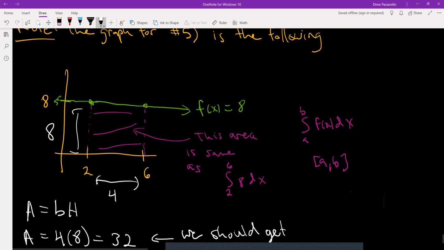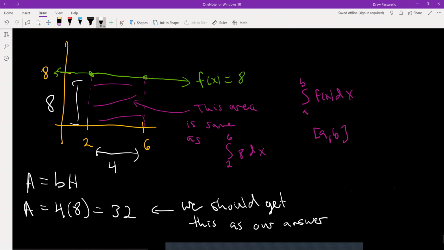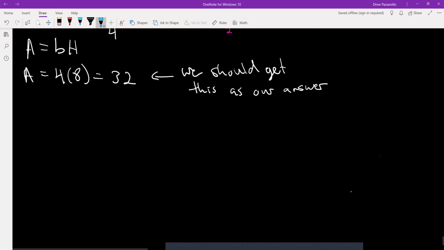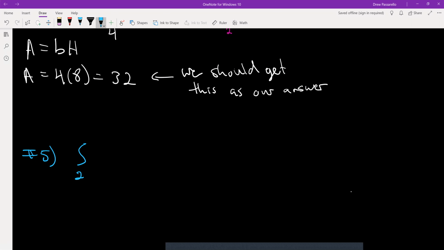All right, so again, this is just a simple example where we already know a formula to find that area, and it represents an area because our function f of x is positive. But now I'm going to go into using the limit definition, and at least we know the answer needs to be 32. All right, so that's what we're doing for number 5.